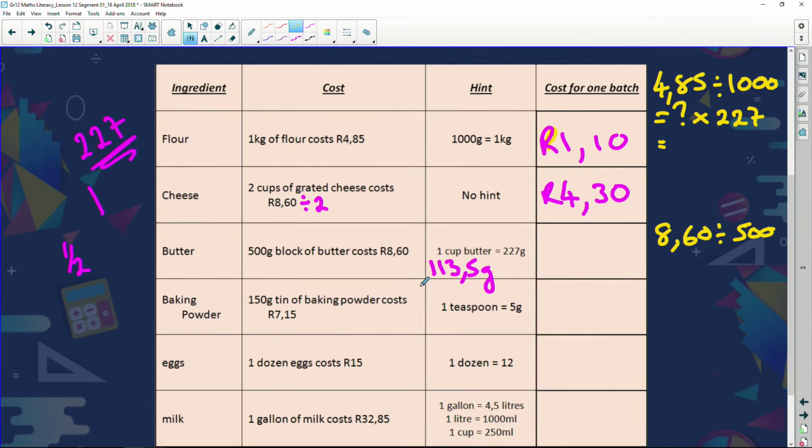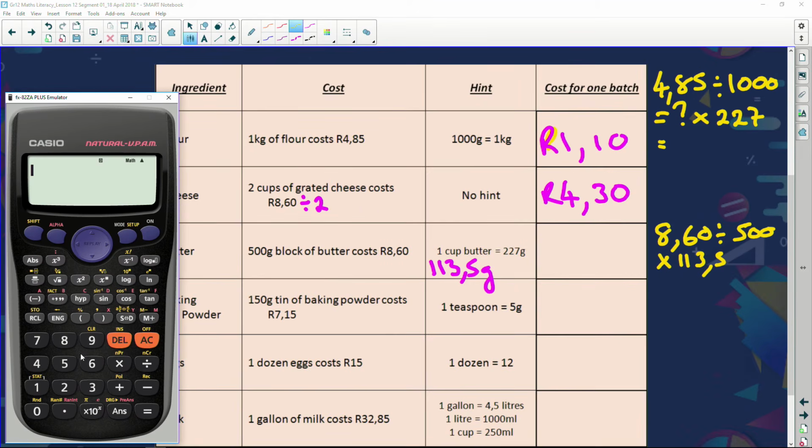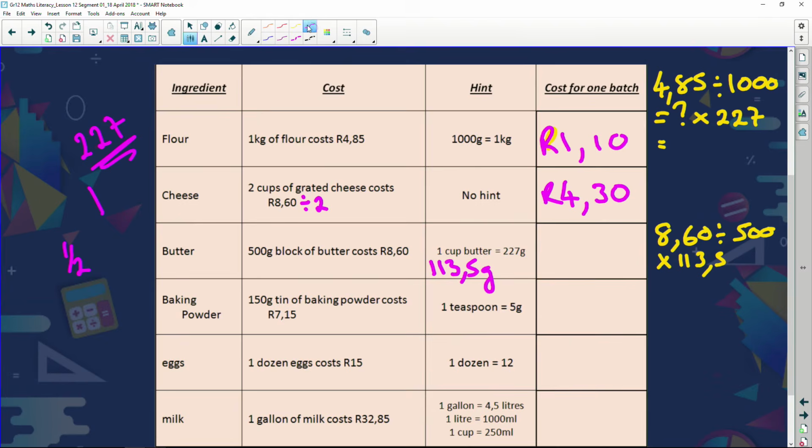Then I can say, right, but I don't want 1 gram, I want 113.5 grams. So we're going to multiply that by 113.5, and that is going to give me my answer. So let's do that. Out comes the calculator again, and we say, cool, 8 Rand 60. We're dividing that now by 500, and then I'm going to multiply it by 113.5, and I get an answer of 1 Rand 95. So my butter is costing me 1 Rand 95.